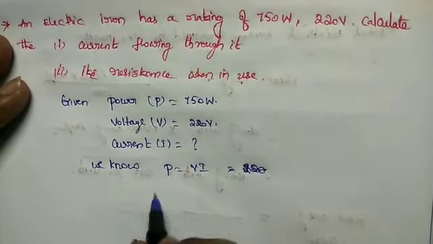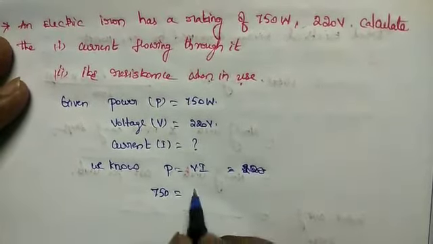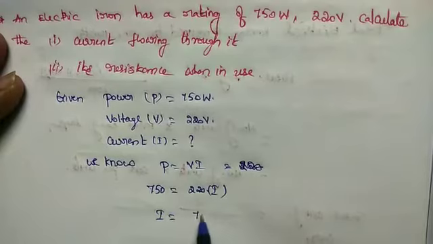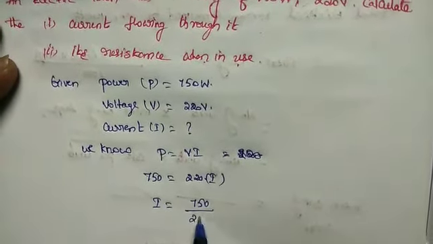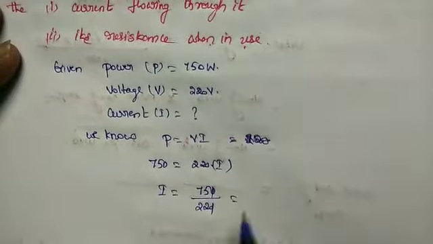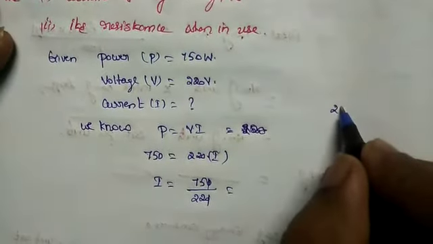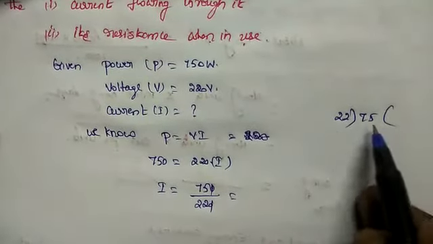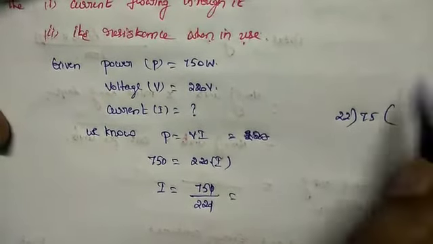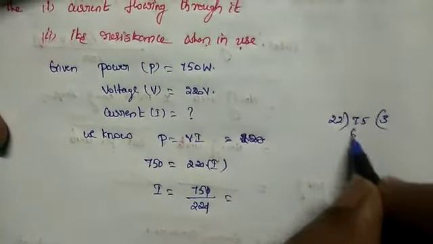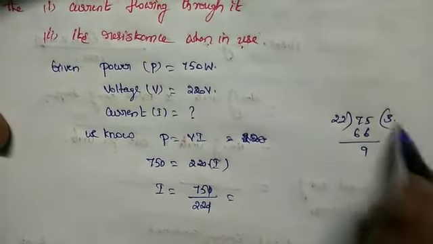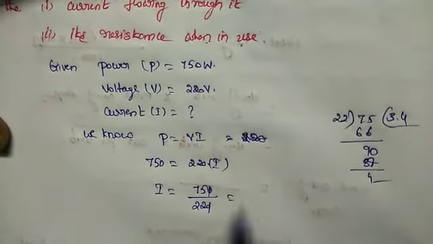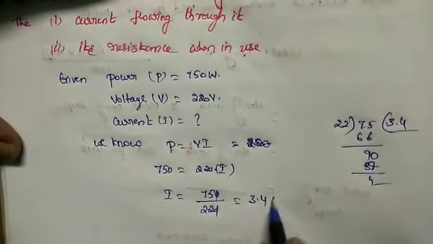Power P is 750, which is equal to 220 into I. So I is equal to 750 divided by 220. Here the zero cancels, giving 75 divided by 22. 22 threes are 66, and the remainder is 9, and so on. So the current is about 3.4 amps.